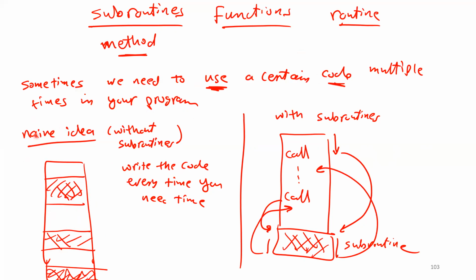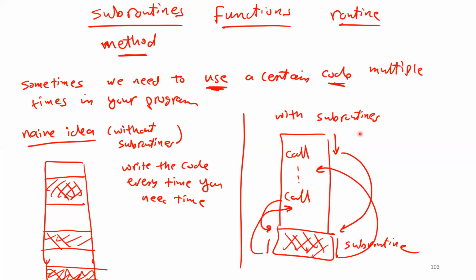The naive idea, or the bad idea, without subroutines is that every time I want to use this code, I just repeat it, right? Write the code every time you need it. So here I need to read a number from the keypad, so I write the code here. And then here I want to get another number, so I have to write it here, and here again. For sure, this is not a good idea at all. I'm going to tell you why.